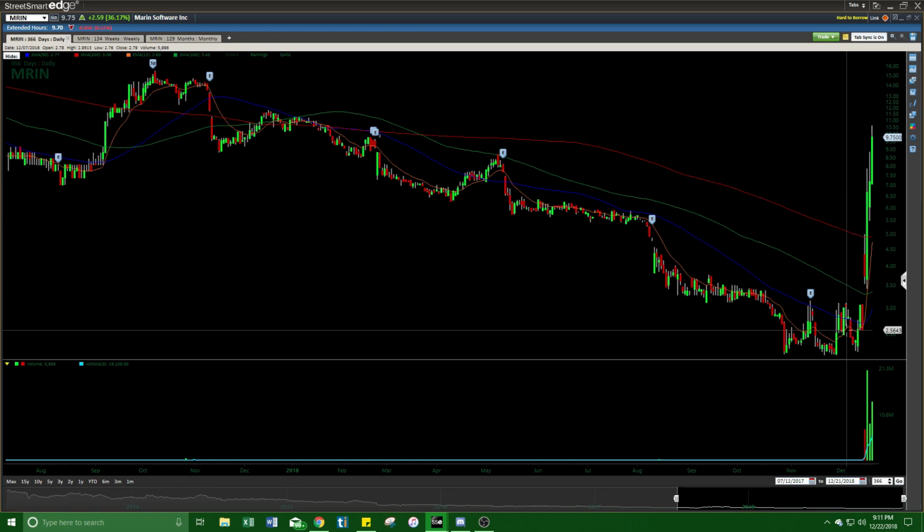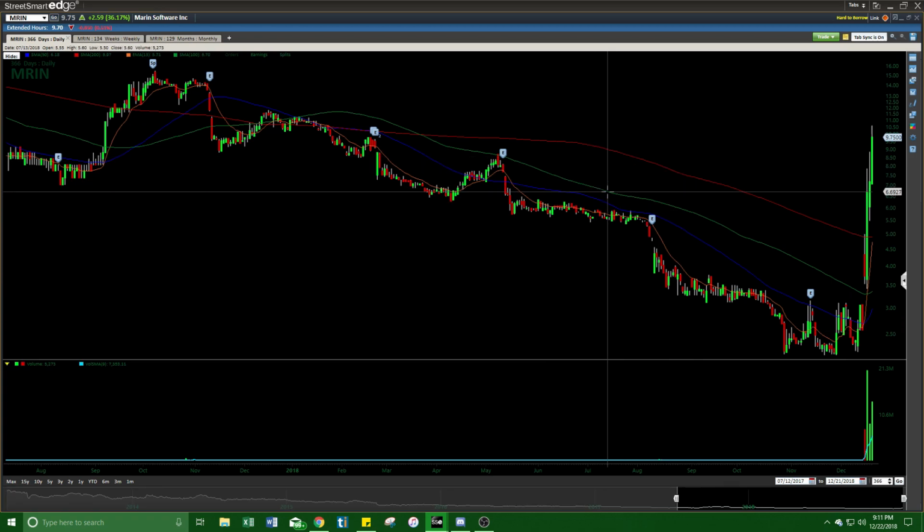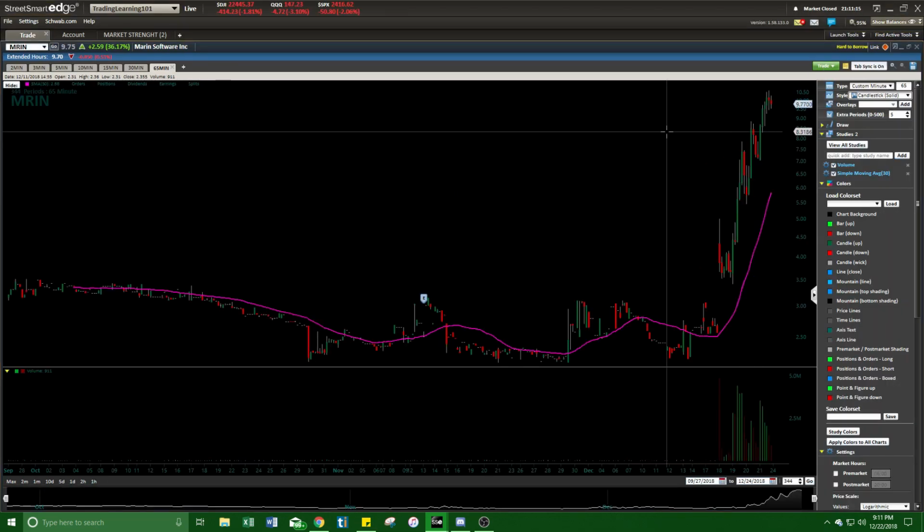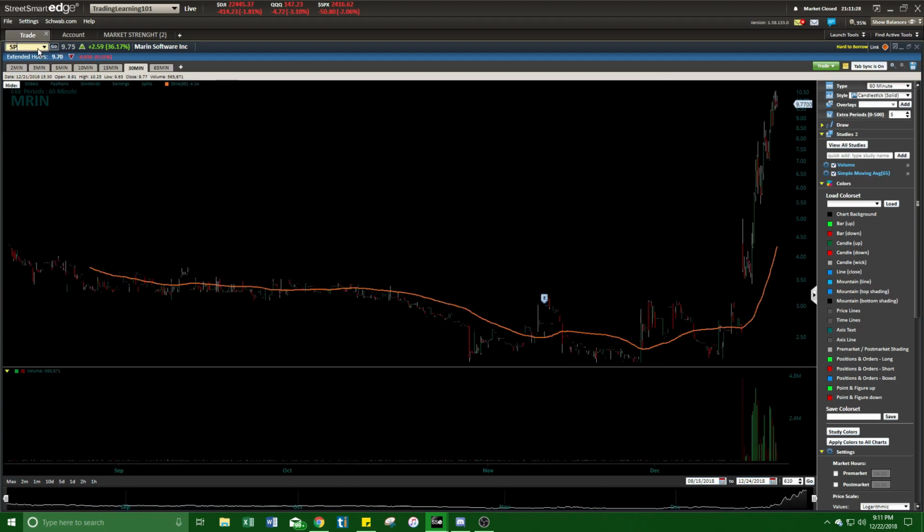A lot of times, most of the time, not all of the time, these moving averages will act as key support and resistance levels. Why? Because other people are seeing that and they're trading off of those indicators. Again, let's pull up the SPY.